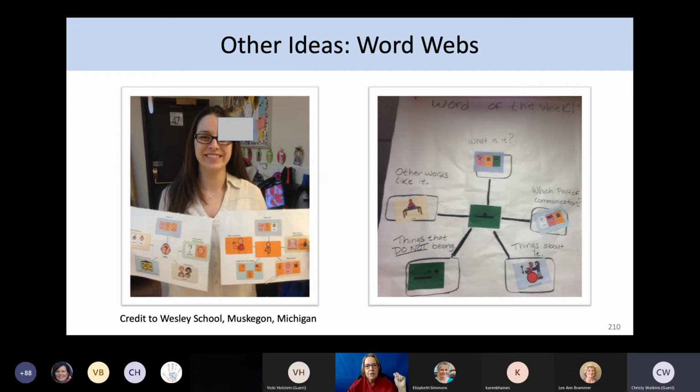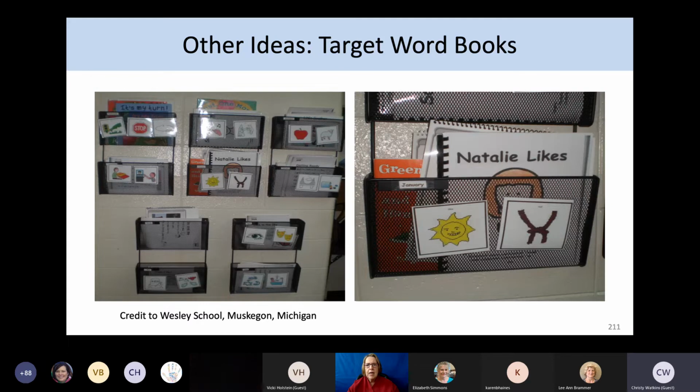I've been privileged to visit up there, and they do Word of the Week in their special needs program. And they do different things. They do word webs. They have kids make word webs around the word of the week. They have a whole library of books that they've identified. These are the books that are good for the word like and not. And they're the books we're targeting in the month of January.